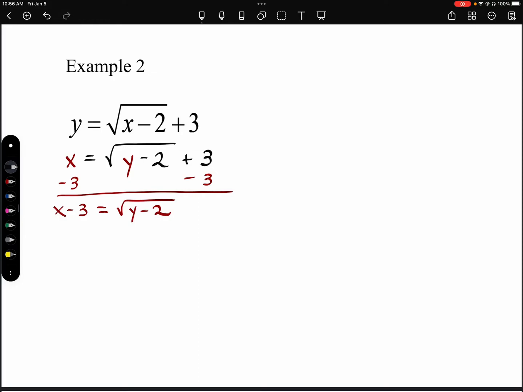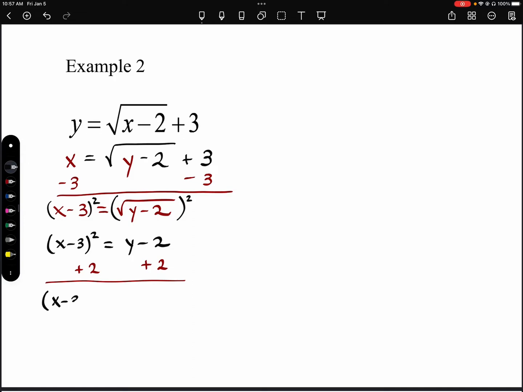Next, we need to get rid of our square root. We're going to square each side. So we now have the quantity x minus 3 squared is going to equal y minus 2. And then our last step, we're going to add 2 across, and we're left with x minus 3 squared plus 2 is going to equal our y. So we'll go ahead and write that in the inverse form, and we'll say x minus 3 squared plus 2.